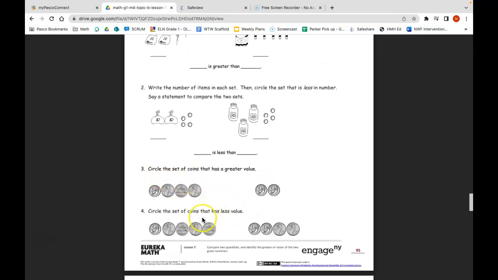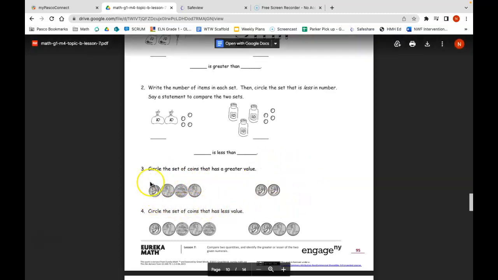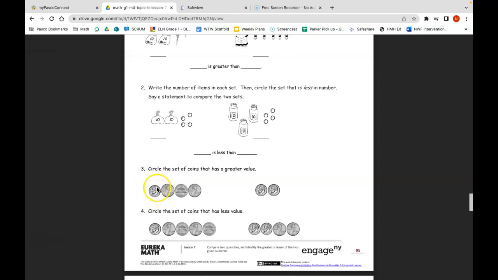Then for 3 and 4, you're going to use our coins. Remember, we talked about coins yesterday. Dimes are the smaller ones. You can see that this is a dime because it's smaller than these coins, okay? So this is a dime. Remember, a dime equals 10. The pennies equal 1. So under this group of coins, I want you to write which number it represents by these coins, okay? So write that number here.